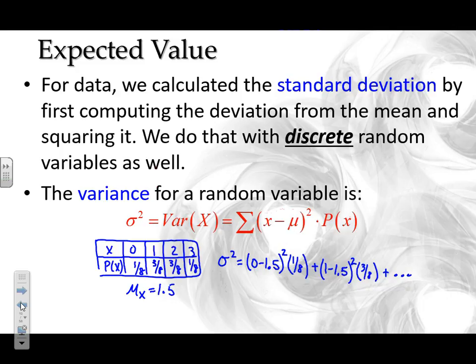Okay, so once we did 0 and 1, all you have to do then is do 2 and 3, and then put it all together. Everyone okay with that idea? So basically here, as far as variance goes, it's a matter of memorizing and being able to apply a formula. Okay? So the value minus the mean squared times the probability of that value. And then you add them all up at the end.